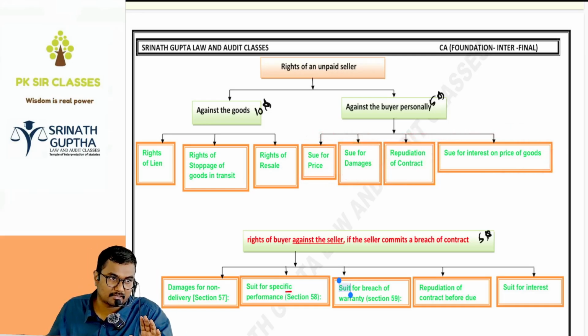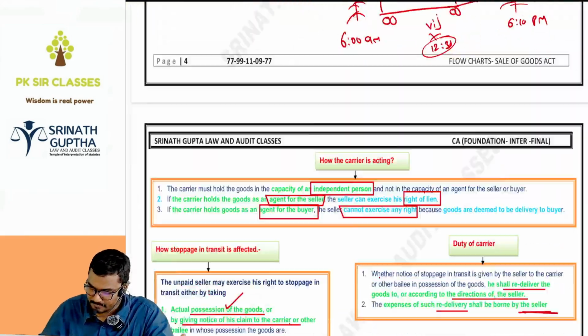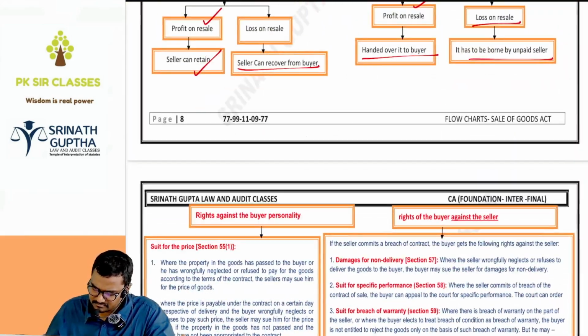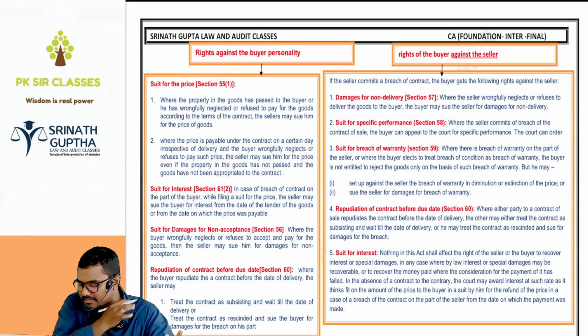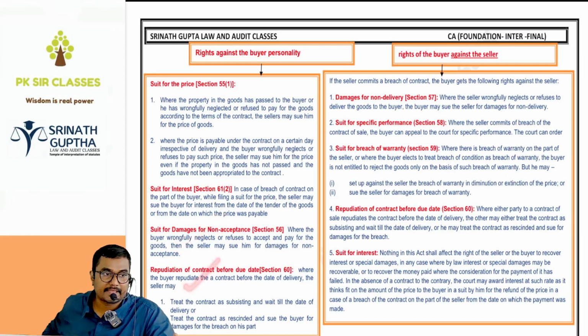You have to pay 1 lakh rupees. You're not paying me 1 lakh rupees, because of that I'm losing the interest on that 1 lakh for 3 months. So we can sue for the price of the goods, we can sue for the interest, we can sue for the damages, we can sue for the cancellation of the contract.